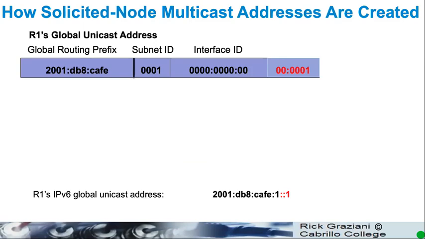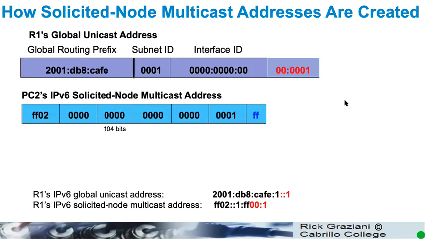All right, so here's a global unicast address on router R1, 2001:DB8:CAFE::1:1. Okay, so I've broken out the interface ID here, and actually the last 24 bits are shown in red. And this will become evident next. This global unicast address has associated with it a solicited node multicast address. Here's the first 104 bits. And there's a reason why I have FF in blue.